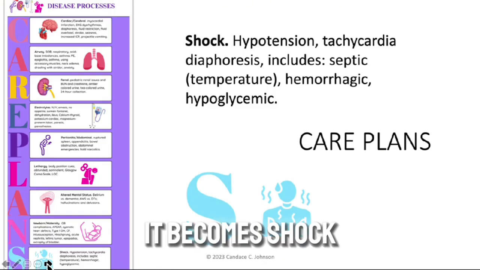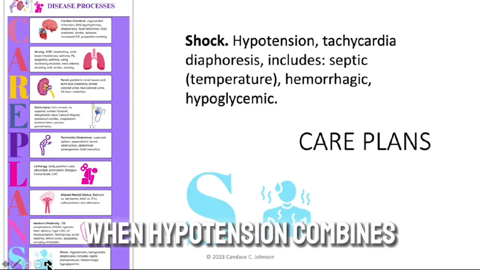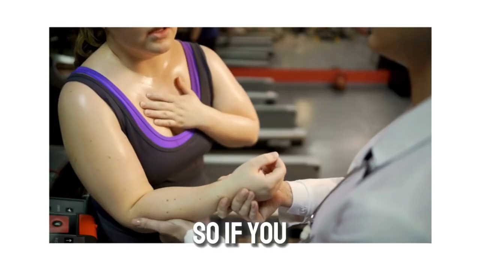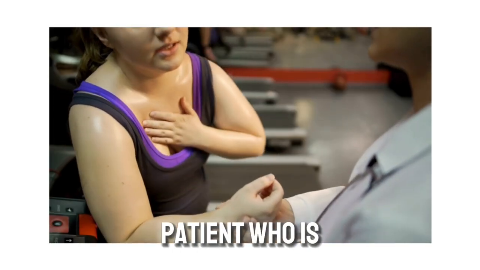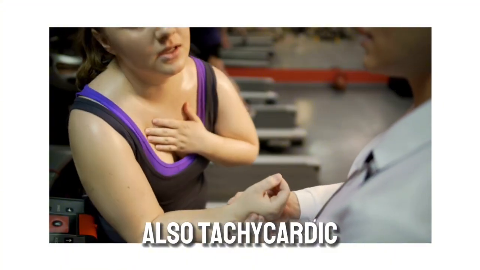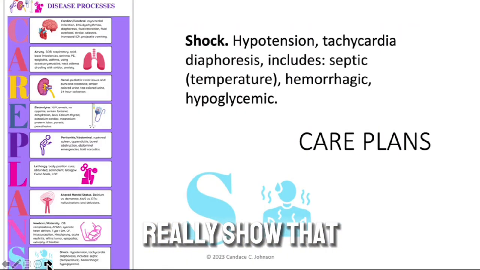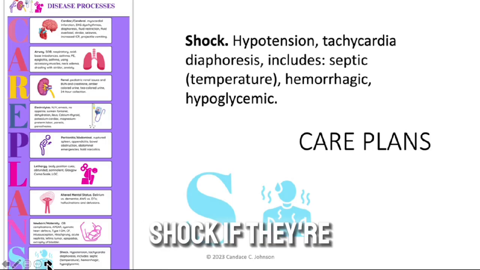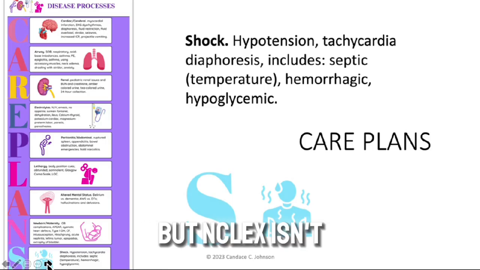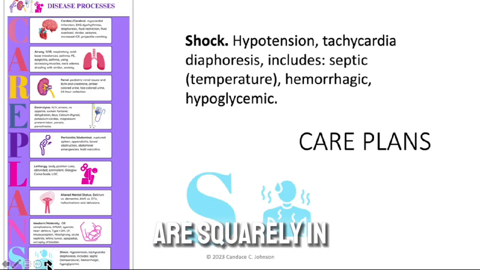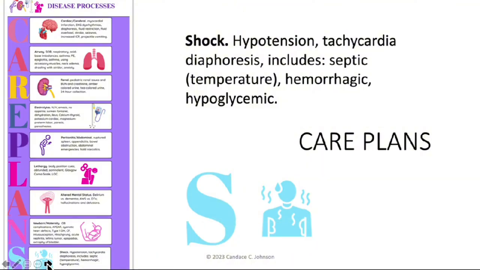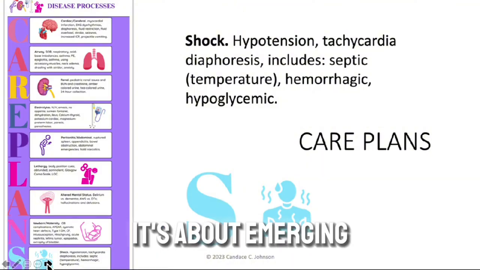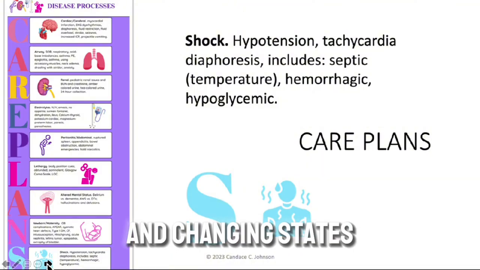Especially, all right, and it becomes shock when hypotension combines with tachycardia. So if you have a hypotensive patient who is also tachycardic, really show that algorithm that you understand this patient is heading into shock if they're not already in shock. But NCLEX isn't about patients who are squarely in a state or the other. It's about emerging and changing states for the patient.